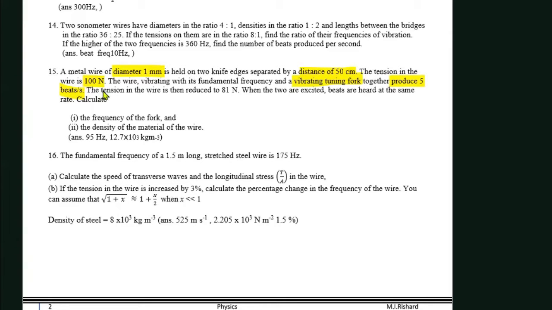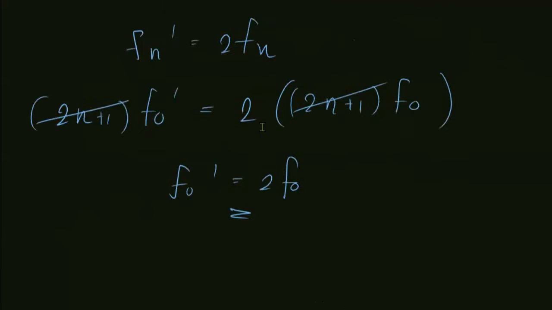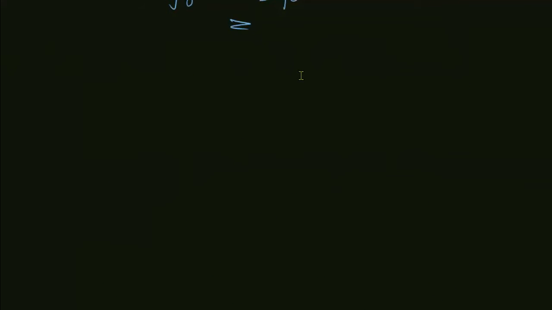Then they say the tension of the wire is reduced. Let's see what happens when the tension of the wire is reduced. At that state also, the beats heard were the same. Even after decreasing the tension of the wire, the beats heard were still the same. How is it possible? As the first question, they're asking to find the frequency of the fork. So let's go for that problem.